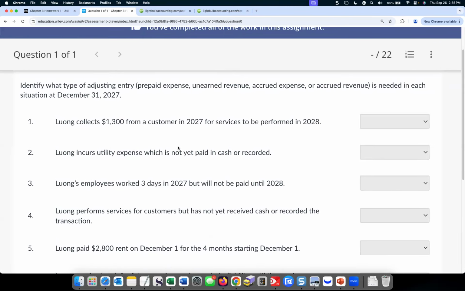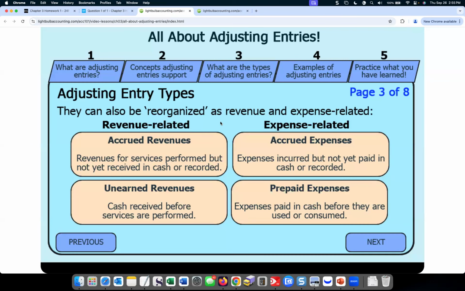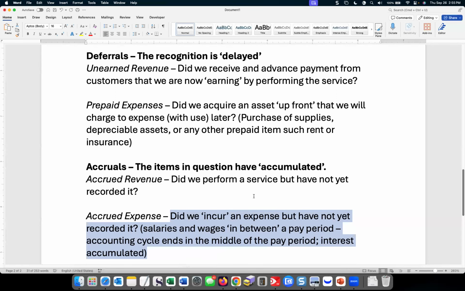Let's look at number 5, and then we'll go ahead and take a short break here. So 5 says Luong paid $2,800 rent on December 1st for the 4 months starting December 1st. So are we dealing with a revenue or an expense thing? It's an expense. Now let me go to my definitions. Is it a prepaid expense or is it an accrued expense? Which one matches better?